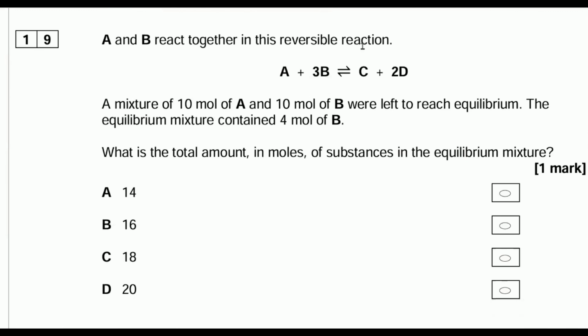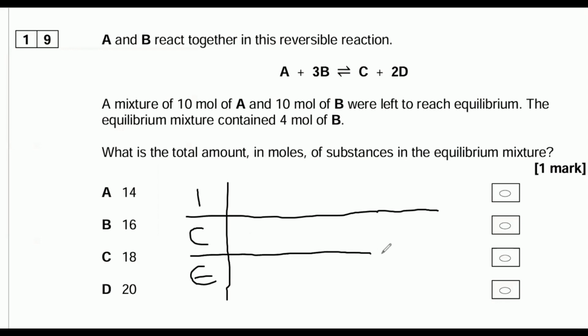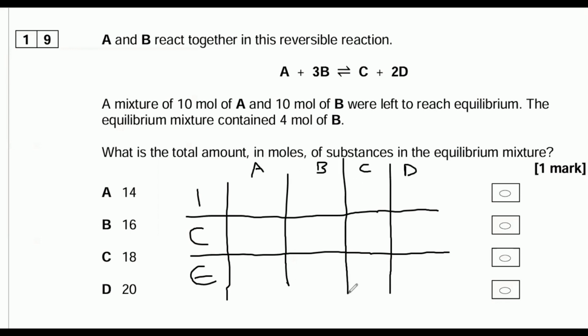A and B react together in this reversible reaction. A mixture of 10 mole of A and 10 mole of B were left to reach equilibrium. The equilibrium mixture contained 4 mole of B. What is the total amount in moles of substances in the equilibrium mixture? I'm going to do the ICE, right? You know the ICE, don't you? So initial, change, equilibrium. Can make a little table like this. And this is the number of moles of each. So I'm going to be like A initially, and then B initially, and then C initially, and then D initially.